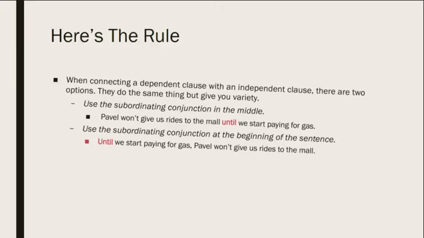If we use the subordinating conjunction at the beginning of a sentence, that's where we need to add our comma. So the sentence says the exact same thing, it just says it in a different way. Again, it goes back to that whole variety thing. And that's all there really is to it.